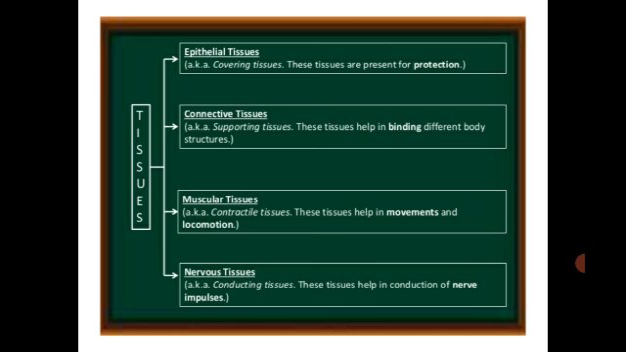Fibrous connective tissues contain many collagenous fibers that are closely packed together. Examples of fibrous connective tissue are found in tendons, which connect muscles to bones, and in ligaments, which connect bones to other bones at joints.